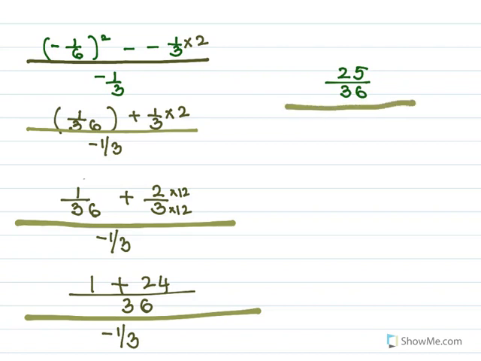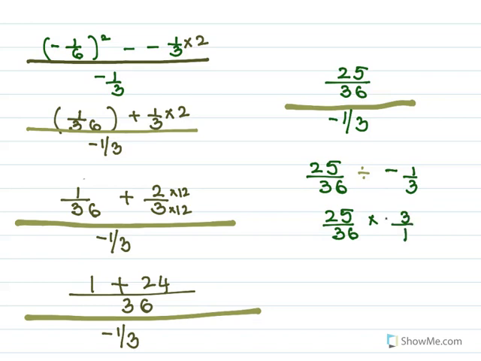Divide by minus 1 by 3. Next step, 25 by 36 divide by minus 1 by 3. So 25 by 36 into 3 by 1. That will be 25 by 12 minus.